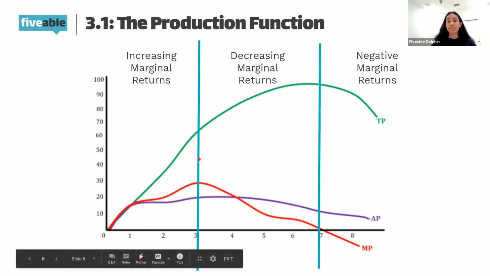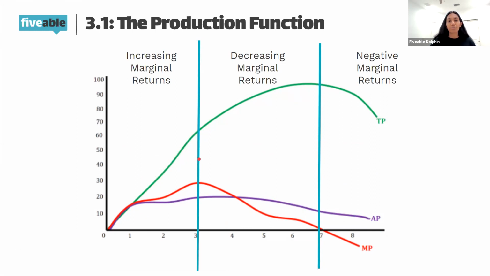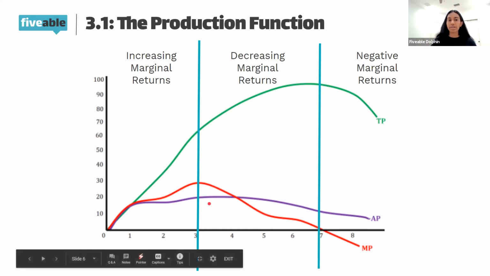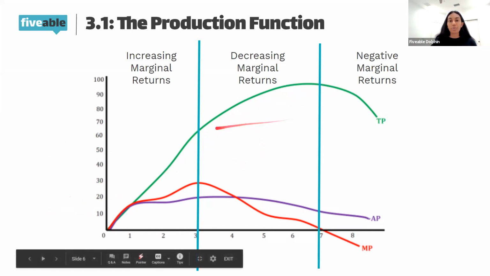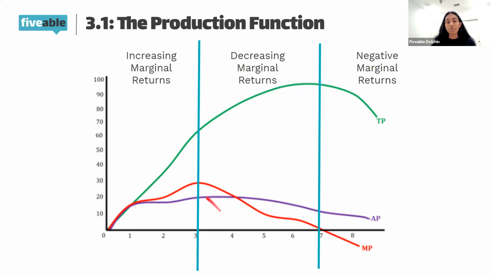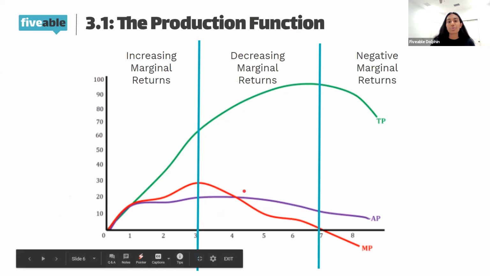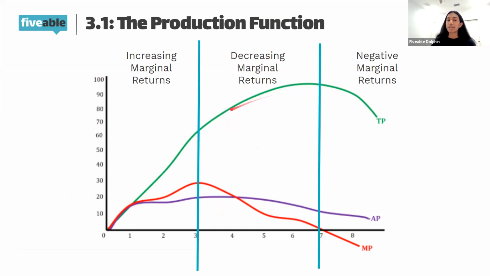And this is because there's specialization. As you get more inputs up to a certain point, people can differentiate their roles. If we were talking about making pizza, one person could make the dough, one person could put on the toppings, and one person could be doing the baking, things like that. But when you get to decreasing marginal returns, marginal product starts to decrease here. So total product is still increasing, but it's a less steep slope now.